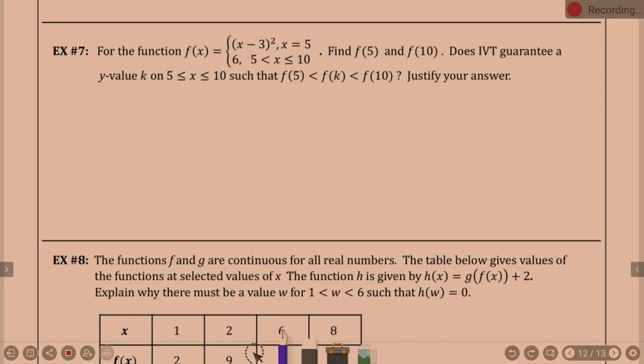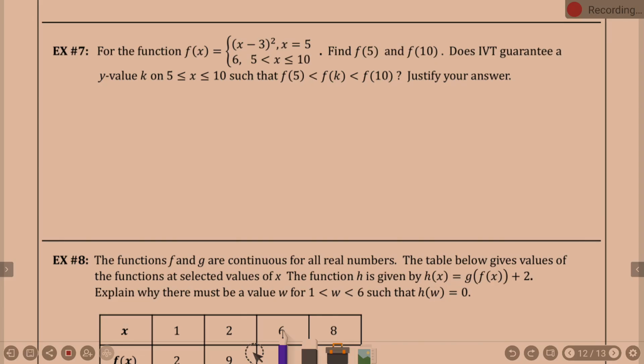Okay, for the function f of x equals, nice piecewise function, find f of 5 and f of 10. Does IVT guarantee a y value on the interval 5 to 10 such that f of k is between f of 5 and f of 10? Justify your answer. Oh, okay, I said that. So it starts off by saying find f of 5 and f of 10, yes?